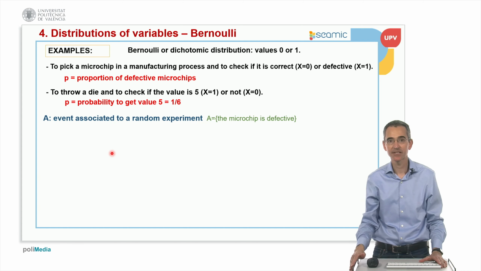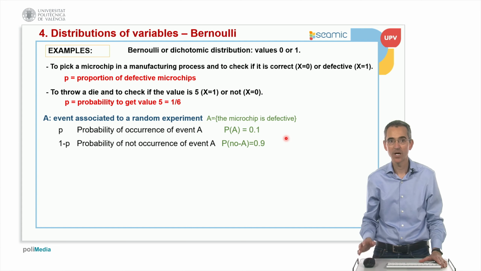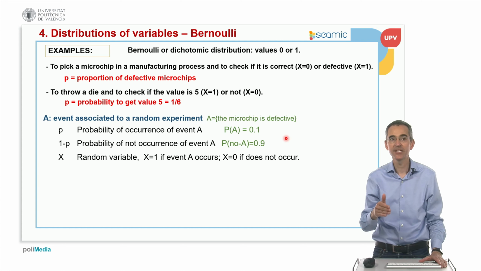So we define A as an event associated to a random experiment. For example, the event would be that the microchip is defective. Then p is the probability of occurrence of the event. For example, let's assume that we have a value p of 10%. Then the complementary, 1 minus p, would be the probability of non-occurrence of this event, which in this example is 0.9.